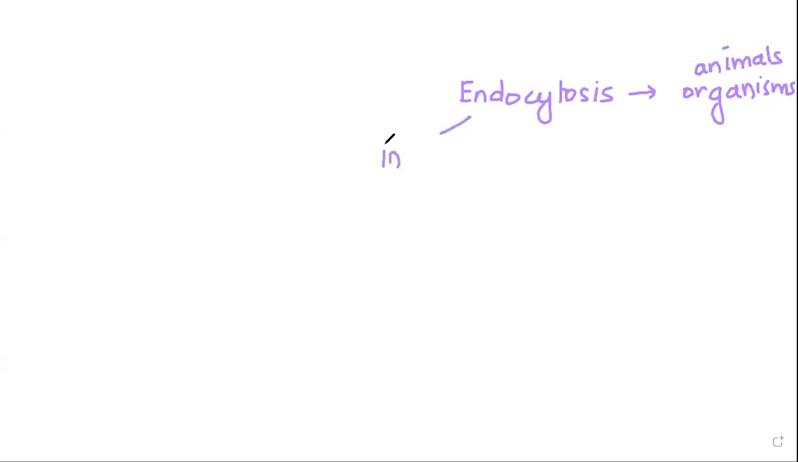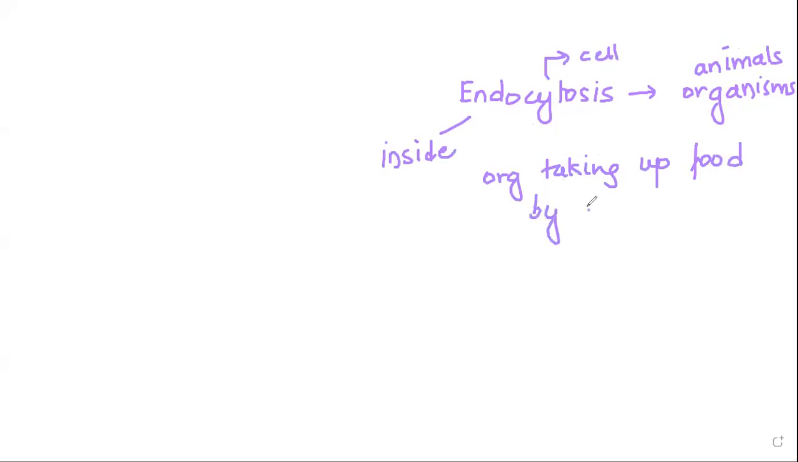Basically, endo means inside, right? And cyto means cell. So inside cell is what it is trying to say. So what inside cell is? Basically the organism taking up food by engulfing it. Yes, yes, Aryan, yes.